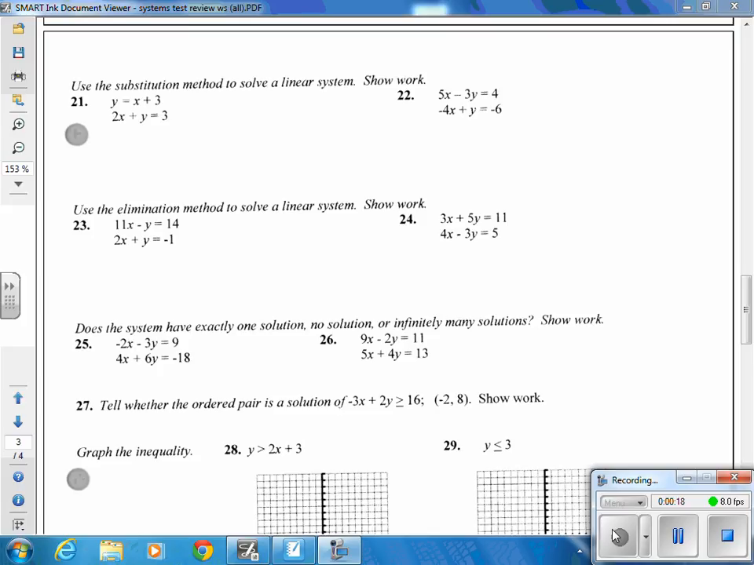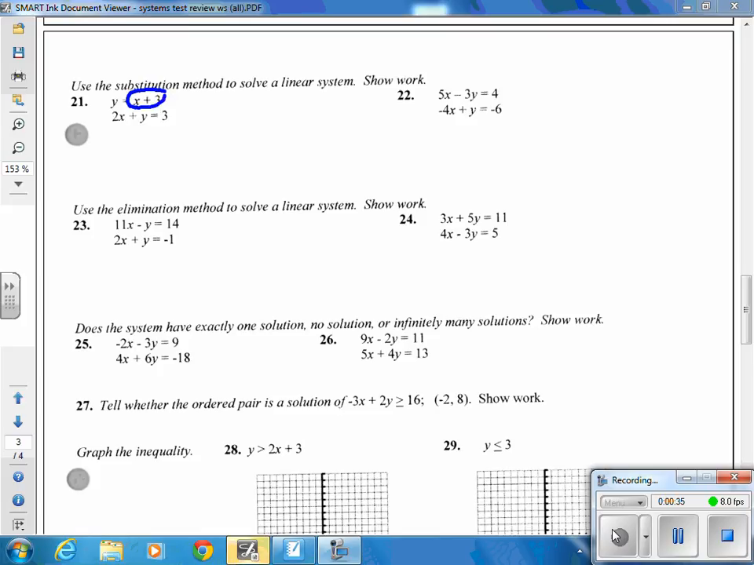Right, so for 21 and 22, the questions are asking you to use the substitution method. This is where you have to remember what each method is about and how to get it started. And if it tells you specifically on the test which method to use, you must use that method or it's an invalid answer.